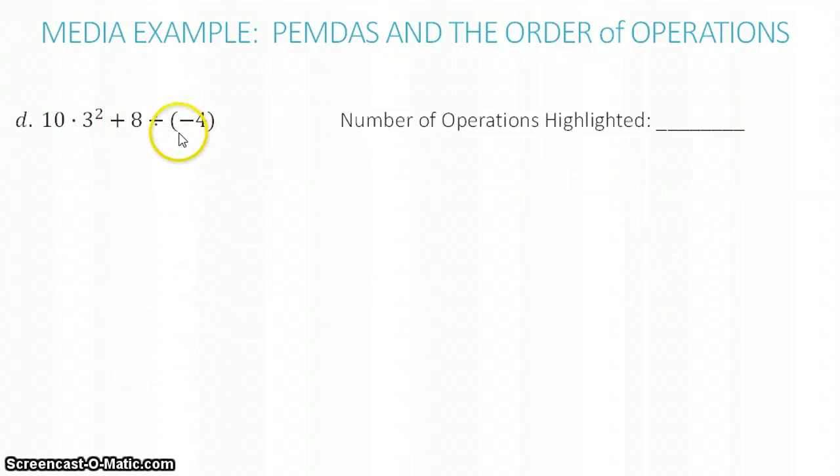Let's do one more. 10 times 3 squared plus 8 divided by negative 4. So that's how this reads. We have multiplication. We need to square 3. We need to add. And we need to divide. The parentheses don't have an operation in them. It's just negative 4. So that's not an operation. So we have 1, 2, 3, 4 operations to perform.